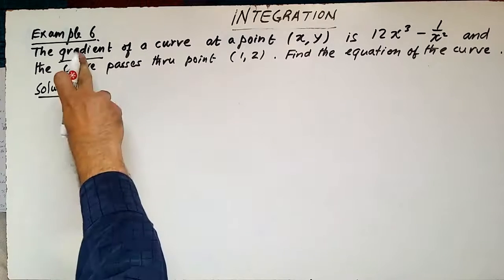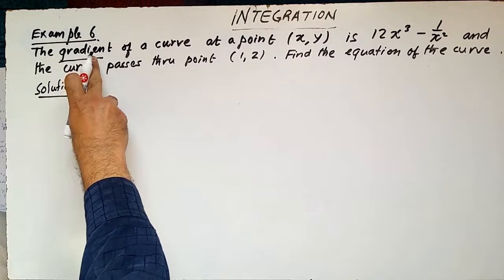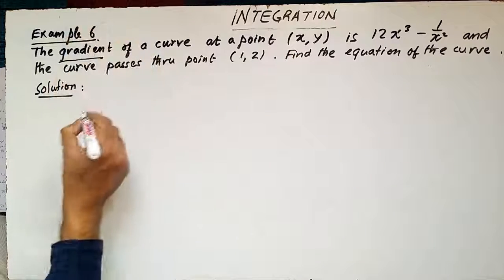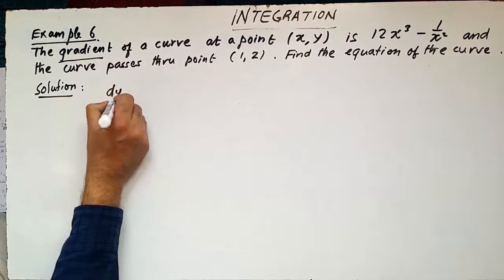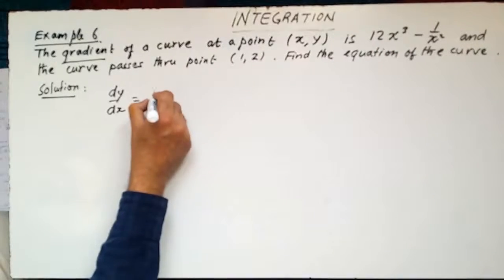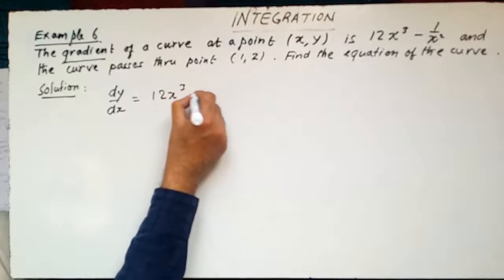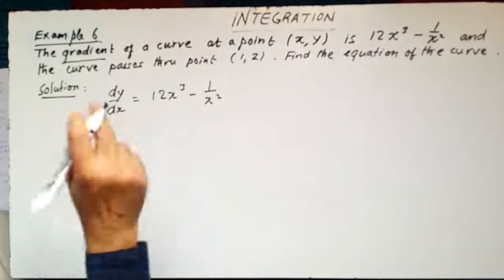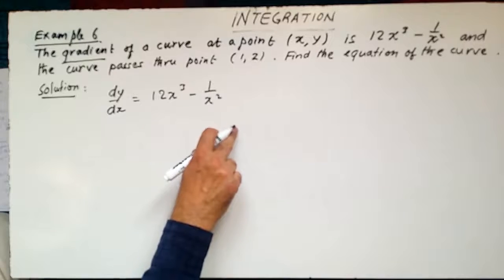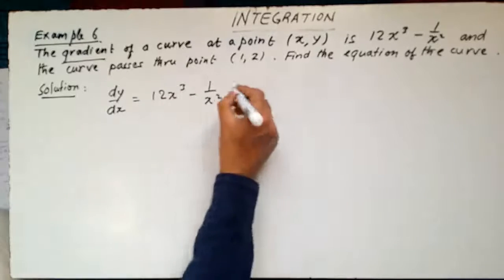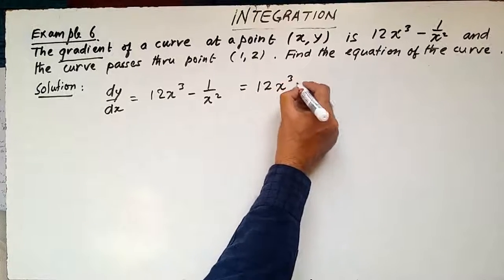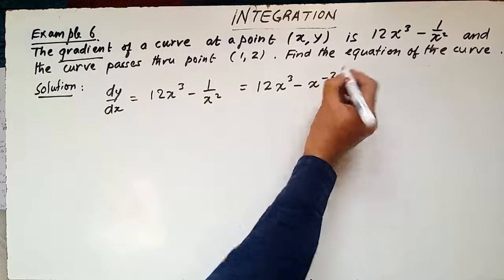Now since we know that the gradient of the curve is nothing but dy by dx at that point (x, y), we can write like this: dy by dx is 12x cubed minus 1 upon x squared. So dy by dx is 12x cubed minus 1 upon x squared. We can rewrite this as 12x cubed minus x to the power minus 2.